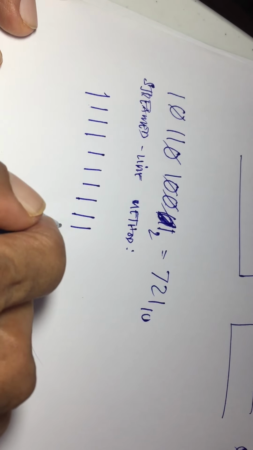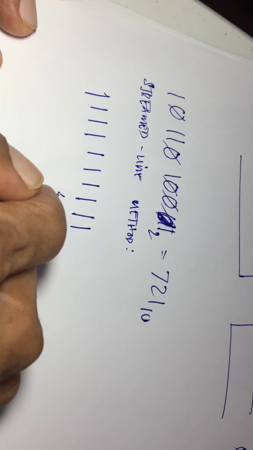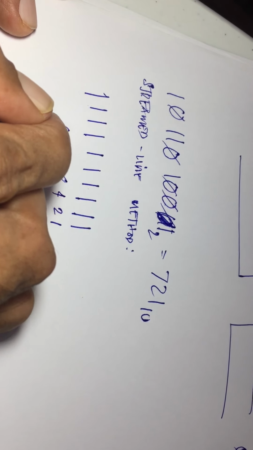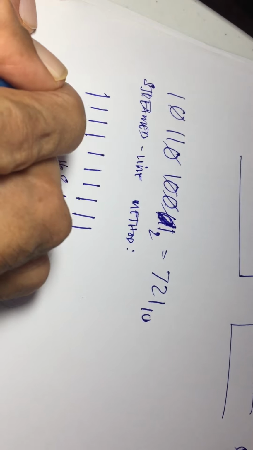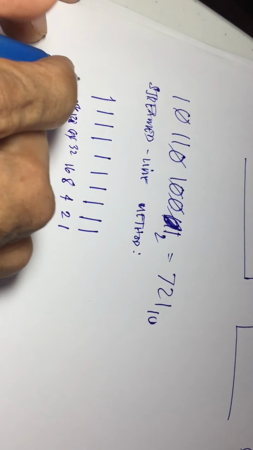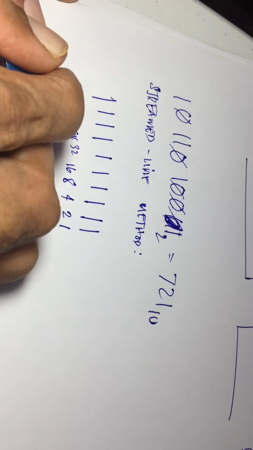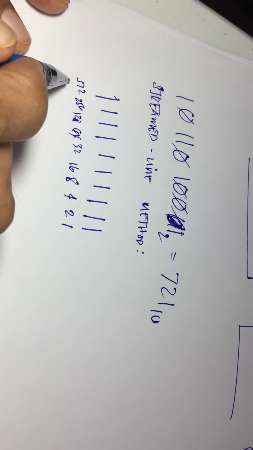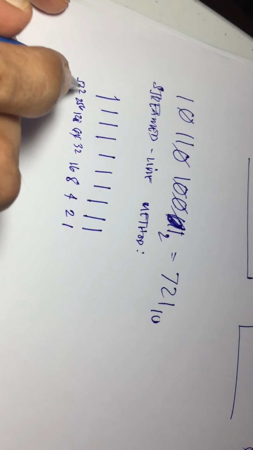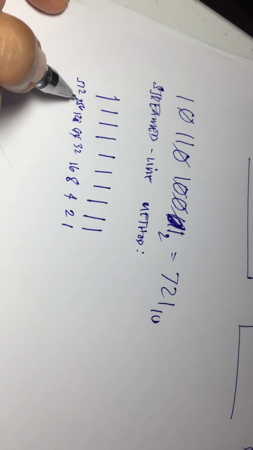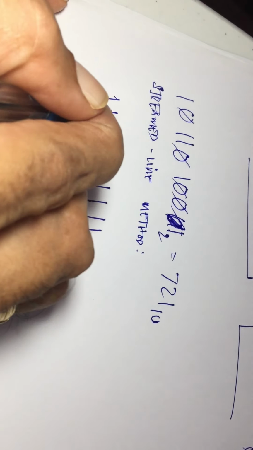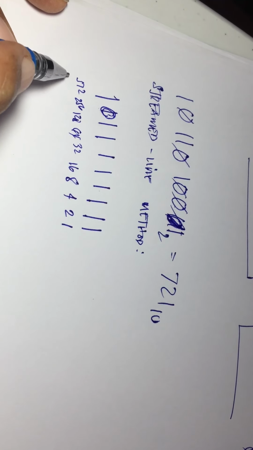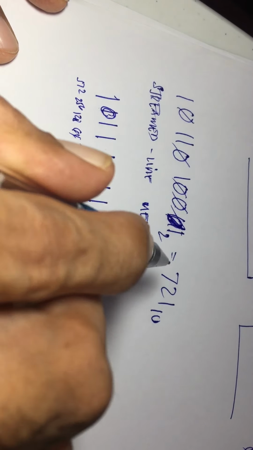So, all you have to do is to assign 1, 2, 4, 8, 16, 32, 64, 128, 256, and 512. Okay? So, para makakuha natin 721, sigurado 512. So, 512 may 1. 512 plus 256 is more than 721. So, 0 to. 512 plus 128 is under 721.